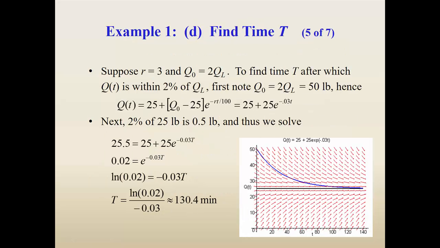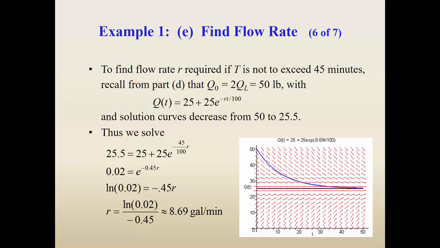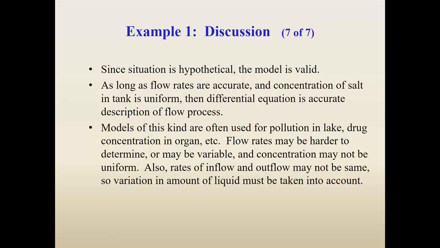So if I plug in R is equal to 3, and I say that my initial pounds of salt is 2 times my limiting concentration, that's 50, I plug it into my equation, and I get 25 plus 25e to the negative 3 over 100 t. I like keeping this fraction here in this case, because then this doesn't happen. But in either case, you can see how long it takes to get within pretty close range of that half pound of 25. So I don't like this slide perfectly, but it's okay.